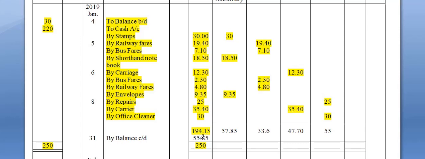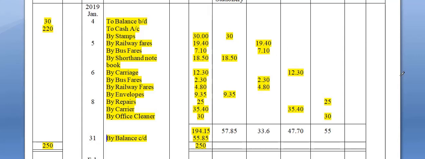And we have written 250 out here, isn't it? So what do we write out here? We have left a space out here, isn't it? So 250 minus 194.15 will be how much? It will be 55.85. So this is how we will find balance CD, and this balance CD will be on the last date of the month. So since it is January, we will write 31st.